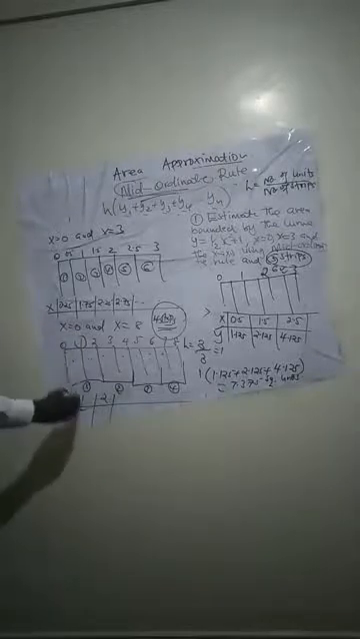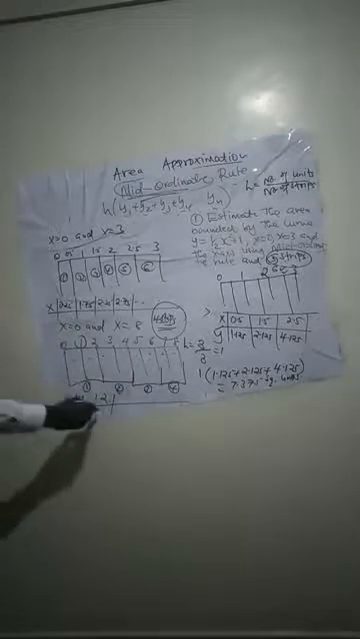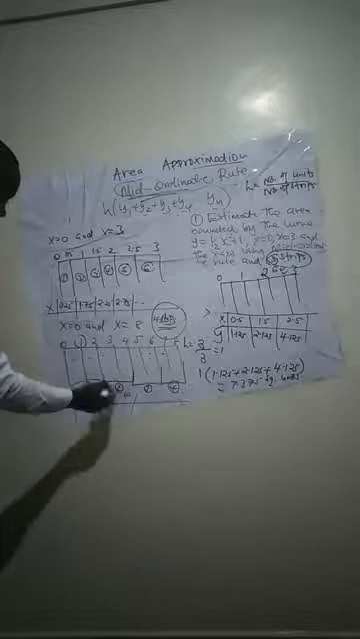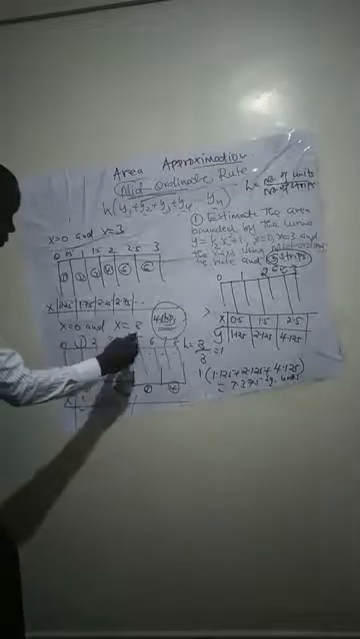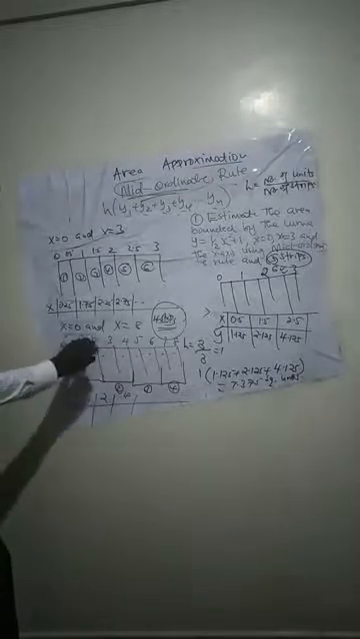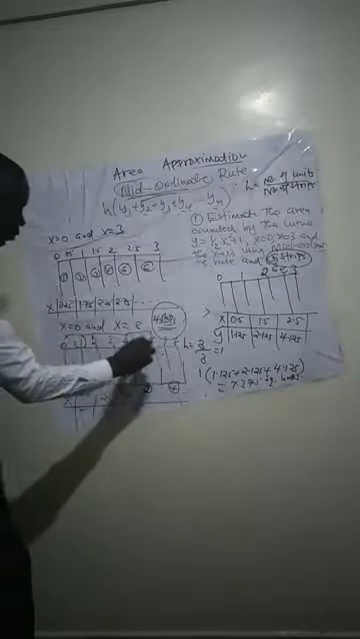Then we have the next one running from 4 to 6, so 4 plus 6 is 10 divided by 2, that gives 5. The last strip runs from 6 to 8. So we have 6 plus 8, 14, divided by 2, we have 7.